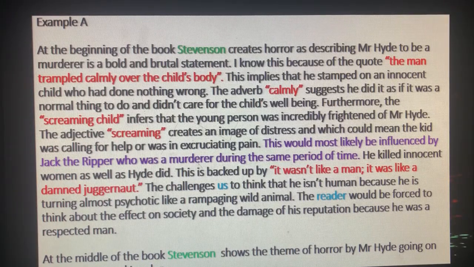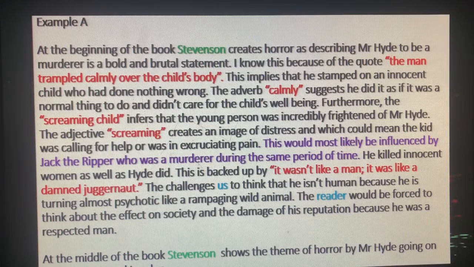"This would most likely be influenced by Jack the Ripper, who was a murderer during the same period of time. He killed innocent women as well as Hyde did. This is backed up by 'it wasn't like a man, it was like a damn juggernaut.' This challenges us to think he isn't human because he was turning almost psychotic, like a rampaging wild animal. The reader would be forced to think about the effect on society and the damage of his reputation because he was a respected man. In the middle of the book, Stevenson shows the theme of horror by Mr. Hyde going on rampages around London."